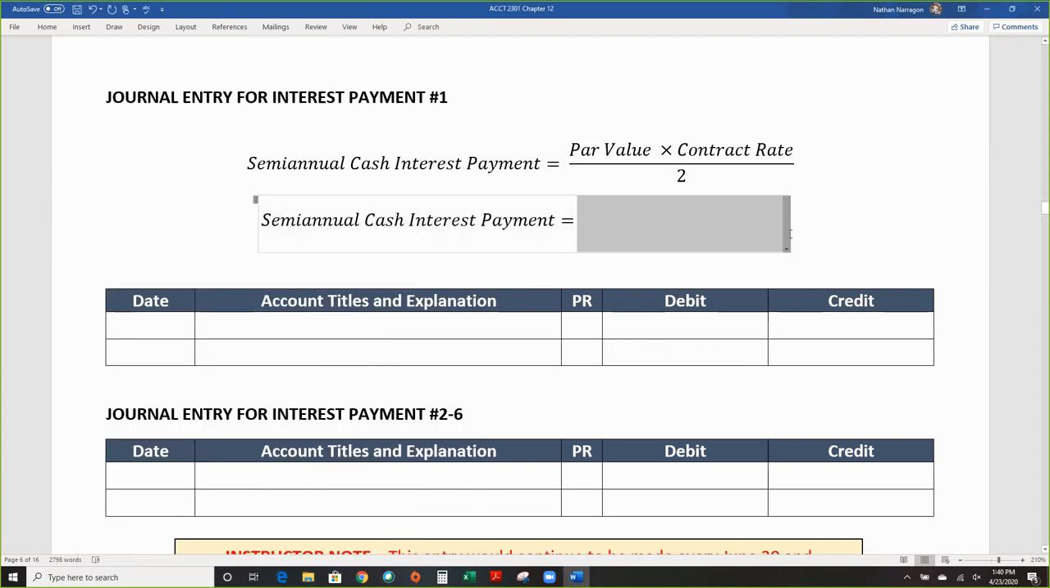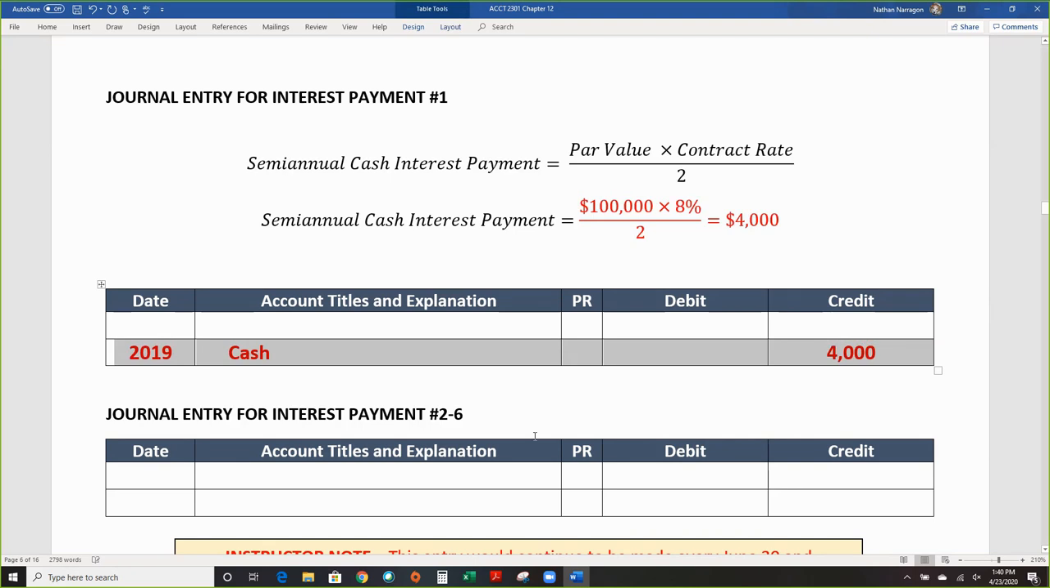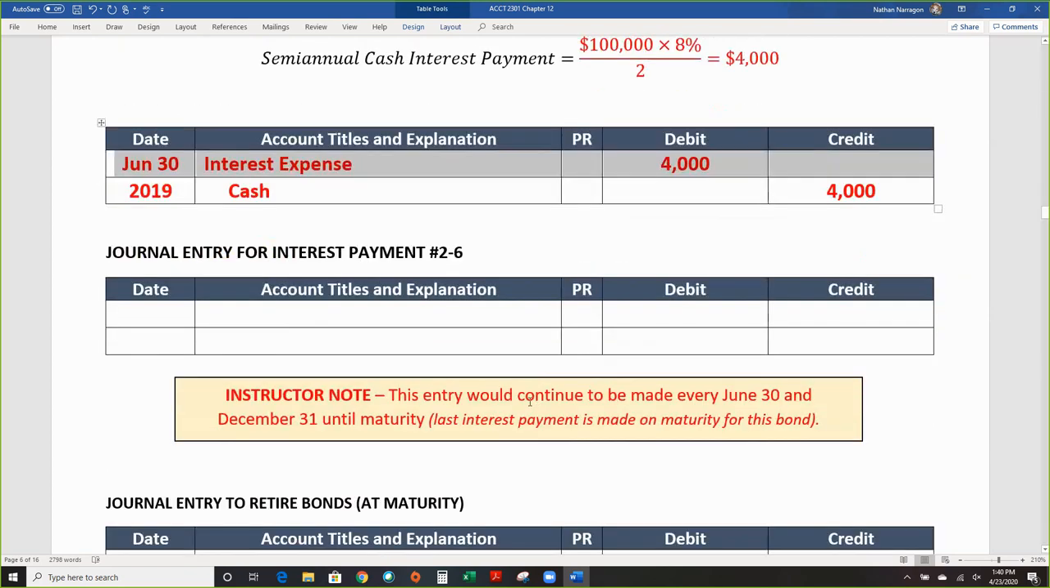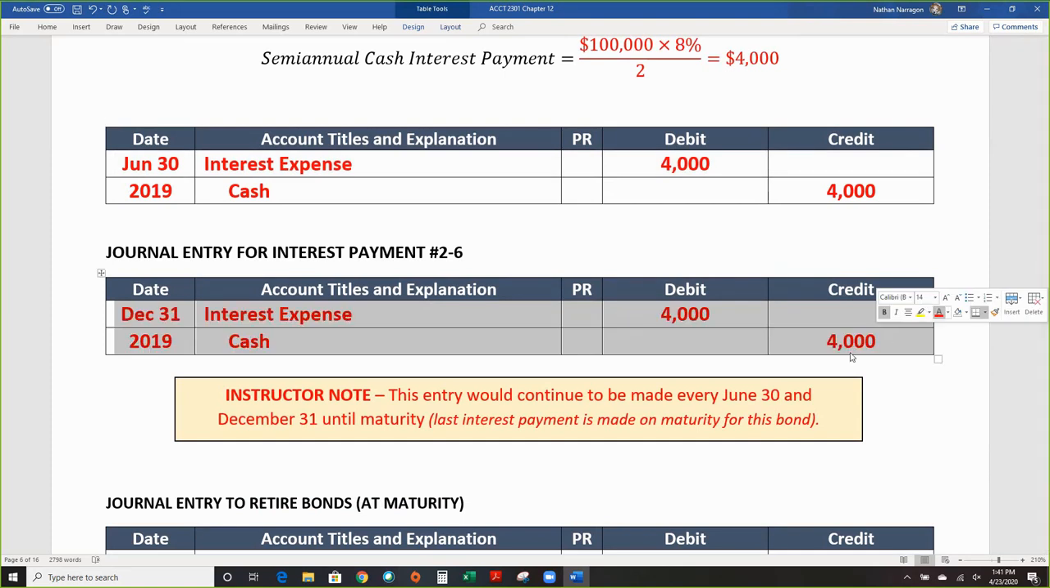Again, this is just one formula that we use. There it is. So when we do this, of course, we're paying. There's our cash. That's a credit. And we're going to debit interest expense. Because interest expense is increasing and gives us that lovely deduction that we so want. Now, funny part about this is once you figure out that first interest payment, the next interest payments are exactly the same. So every 6 months, we're going to make this journal entry for the payment until the note is matured.